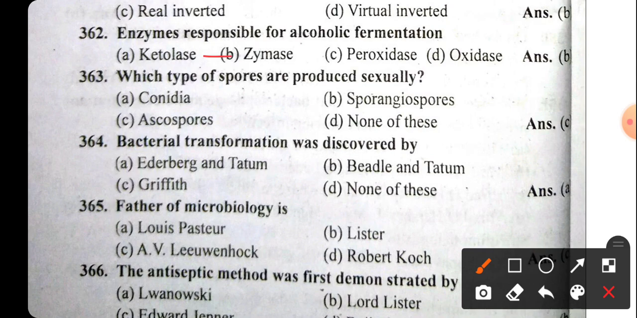Now the next question is: which type of spores are produced sexually? That is, which type of spores are produced sexually? That is the ascospores. That is option number C will be the right answer. Now the next question is: bacterial transformation was discovered by Lederberg and Tatum. That is option number A will be the right answer.